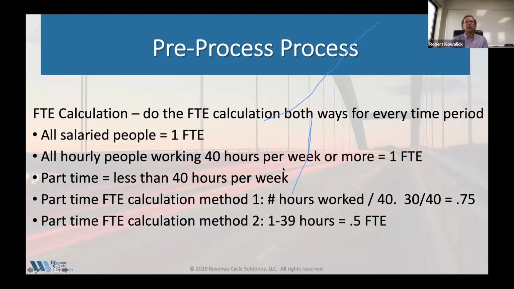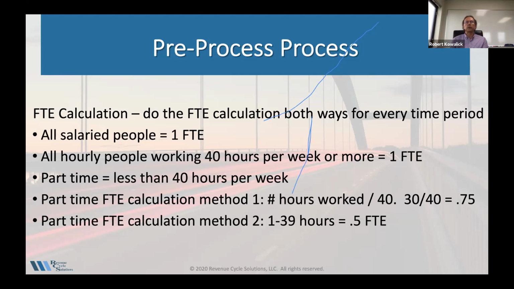I just want to clarify, for the FTE calculation for all of these periods, a salaried person is 1 FTE. Anyone working 40 hours a week or more is 1 FTE. Then you're going to have to choose how you want to calculate part-time FTEs. You have two options. You can use your actual number of hours worked divided by 40, whatever fraction that is, or you can consider literally everyone who works between 1 and 39 hours a week as a 0.5.